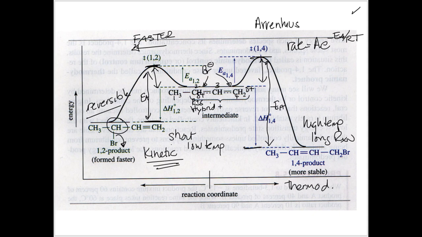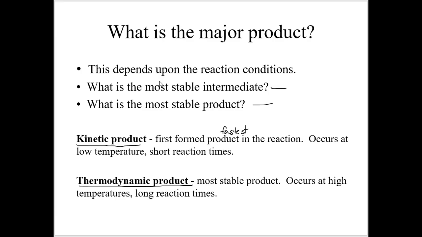Okay, so we have this play in terms of the resonance hybrid, but also these two different pathways. So when I said that it depends on the reaction conditions, it depends. Do we have a low temperature and short reaction time? Or high temperature and long reaction times? With those two conditions, we're either going to favor the kinetic product, which comes from the most stable intermediate, or the thermodynamic product, which is always the most stable product. Okay? So that's our explanation as to how this reaction occurs.